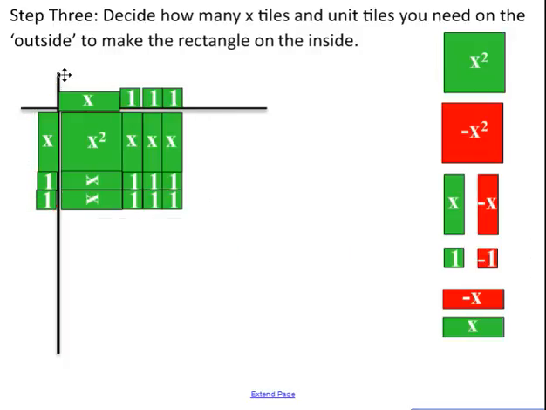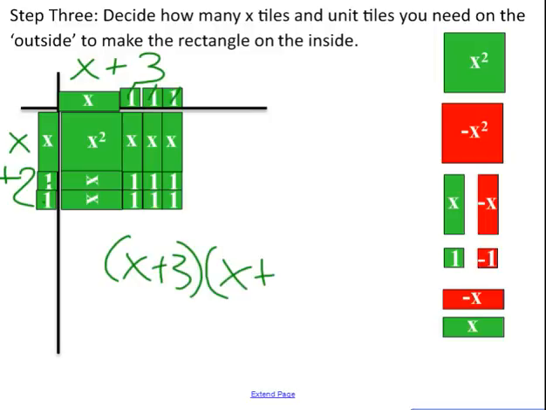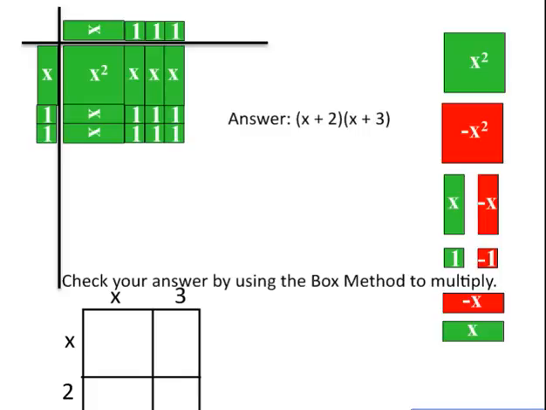So that makes my terms start to look like I've got x plus 1, 2, 3 of these, and x plus 2 of those. So that gives us our final factored answer of x plus 3 and x plus 2, which is all much nicer written out there.